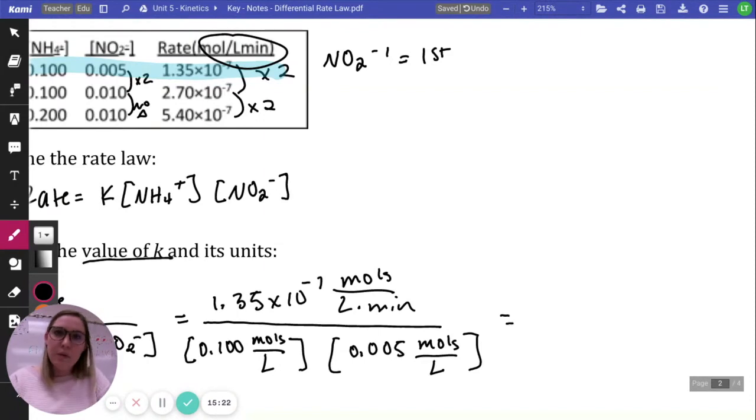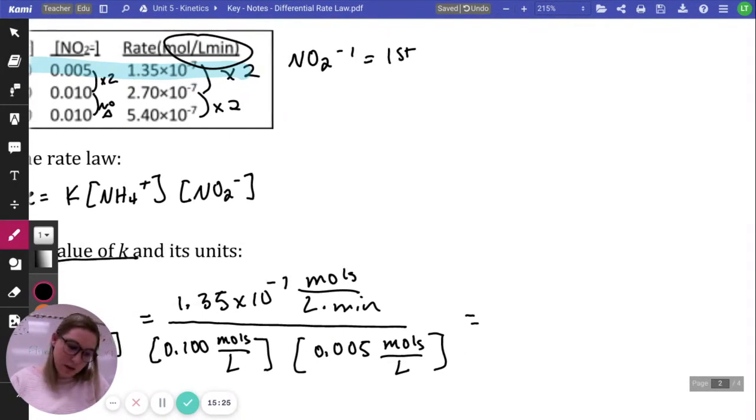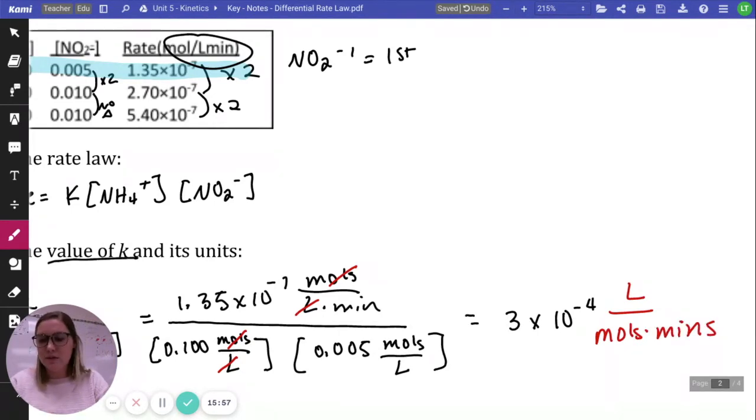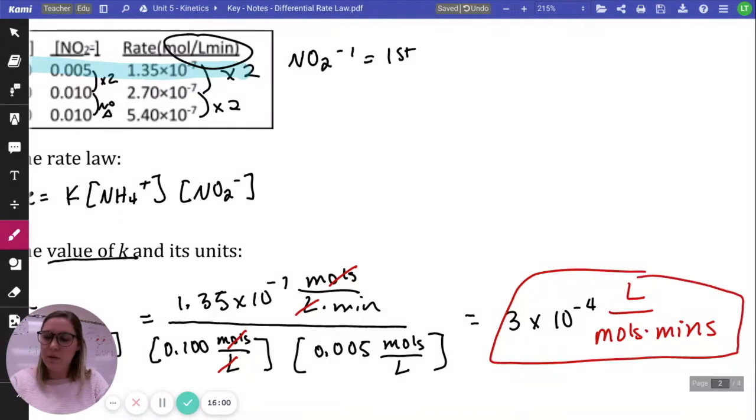All right, and then we plug our data values into our calculator, and when I plugged the data values in, I got 3 times 10 to the negative fourth as our rate constant. Then we have to figure out our units. So to figure out our units, we're going to cancel our units here. I have moles per liter on the top, and I have it on the bottom again. If we're dividing by something, it comes to the top, so I end up with liters over moles times minutes as my units for k. So 3 times 10 to the negative fourth liters over moles times minutes.